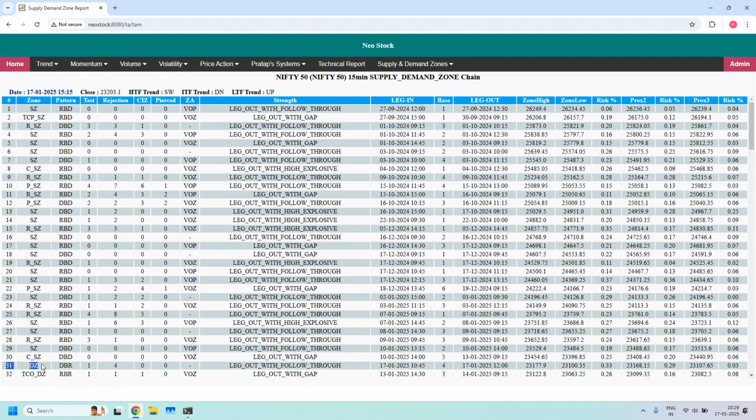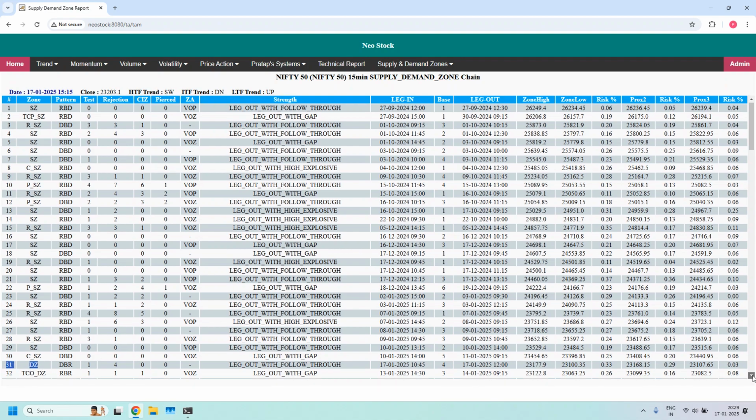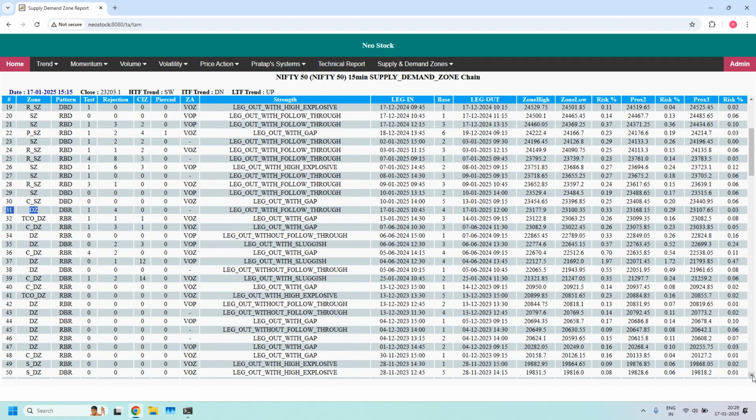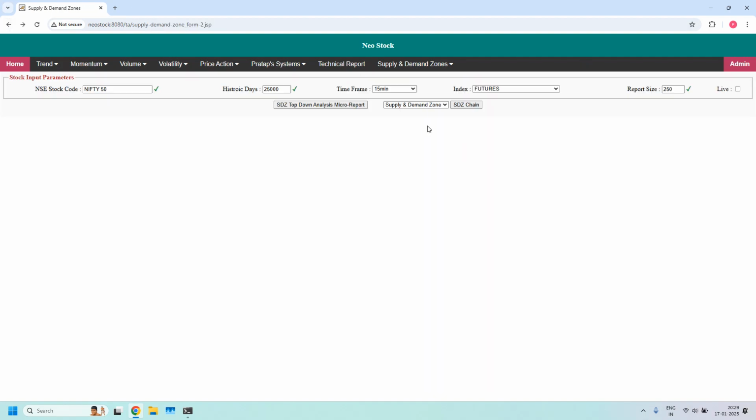And this is the first demand zone. I am scrolling the list down so that you can find more demand zones. Okay, next, 5 minutes supply demand zone chain for NIFTY.